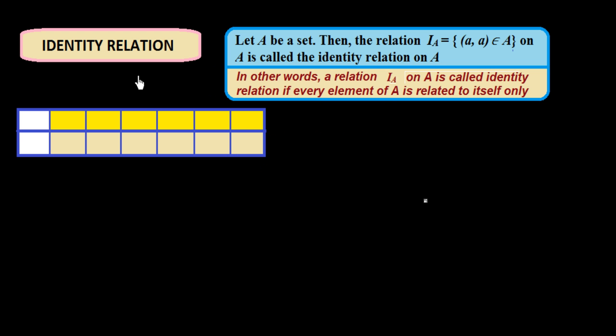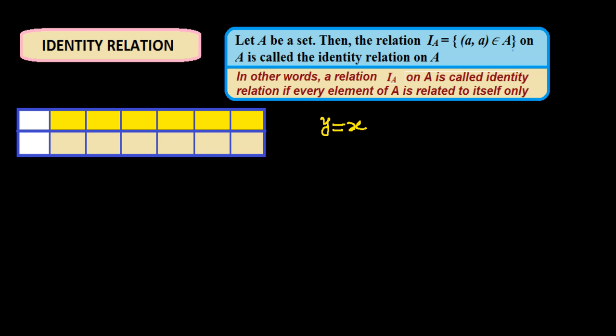Now we study the identity relation. Let A be a set, then the relation IA is equal to {(a, a) : a belongs to A}, called the identity relation on A. In other words, a relation IA on A is called the identity relation if every element of A is related to itself only. It means Y is equal to X: if X is 1, Y is also 1; if X is 2, Y is 2; if X is minus 1, Y is minus 1. In this way we get the same element in the relation.